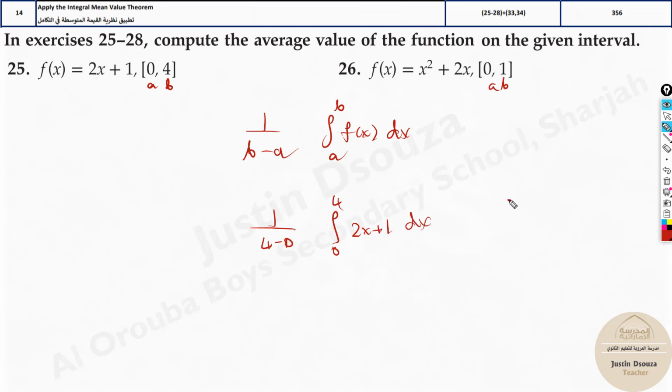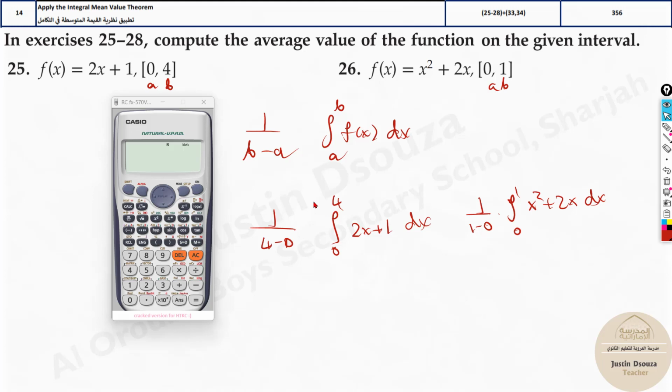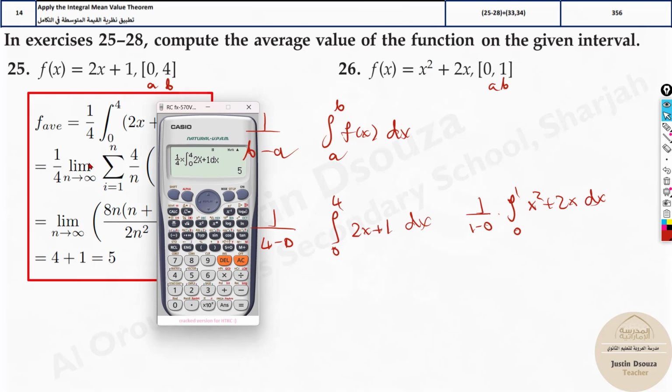Same thing over here. You can see that integral x squared plus 2x dx. The interval starts from 0 to 1 and the limit is 1 minus 0. Just multiply this, you will get the answer. Let's do it in the calculator now. All you do is substitute it as it is. 1 divided by 4 minus 0 will be 4. You can put a multiplication, or even if you don't, you will get the correct answer itself. It's better to put the multiplication sign. It's 2x plus 1 from 0 to 4. That is the answer. The answer is 5 here.